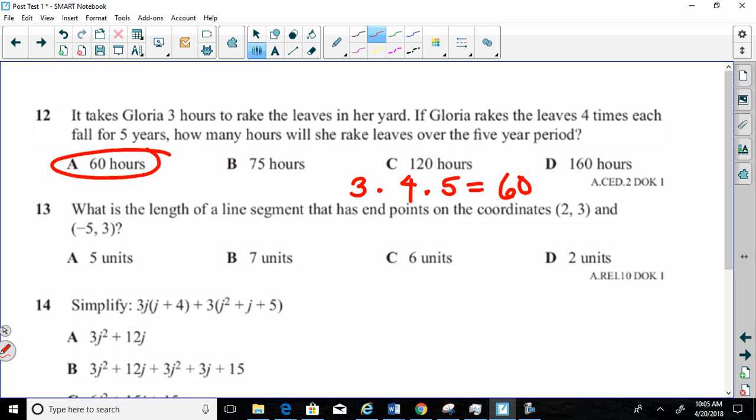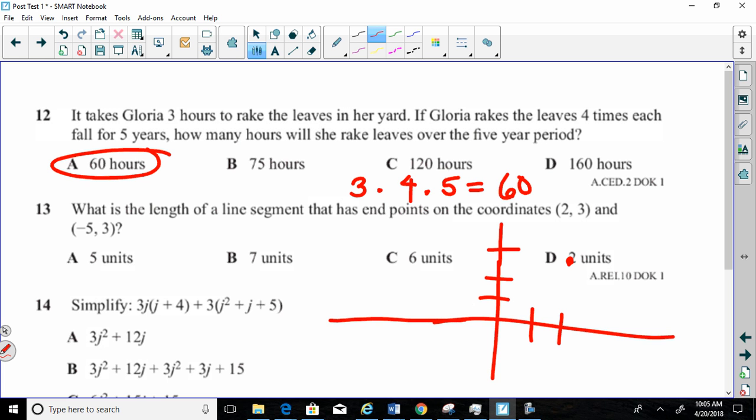All right, next one. So it says the length of a line segment. This one, I just drew a picture. So 2 is your x, so I went to the right 2, up 3. I drew a dot, and then I went -5, so 1, 2, 3, 4, 5, and up 3. And so they want to know the length of that line. How long is it? 7. Good.